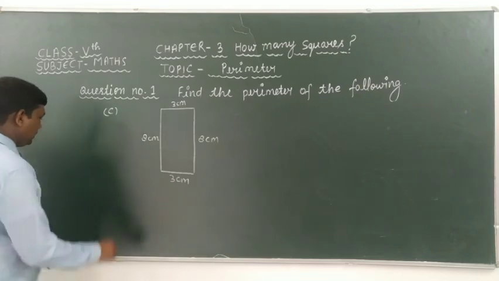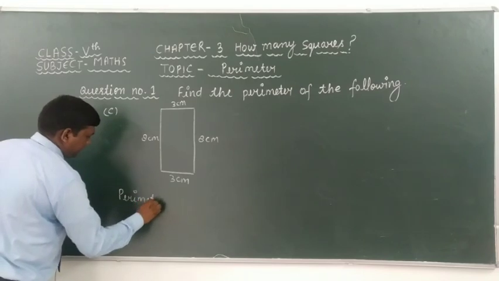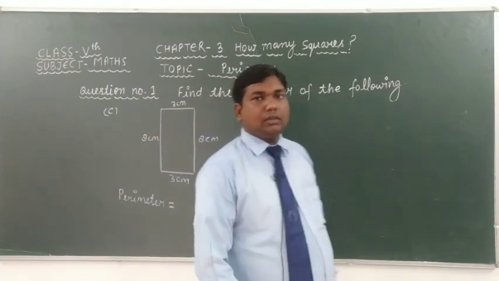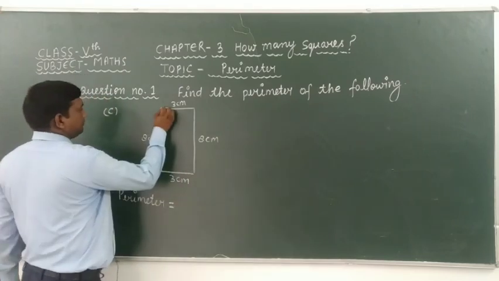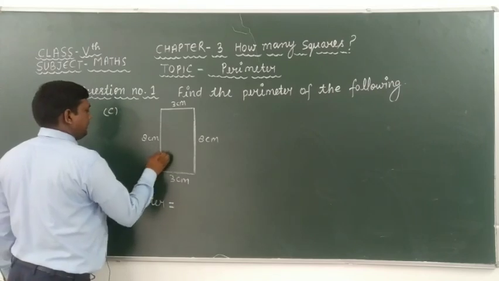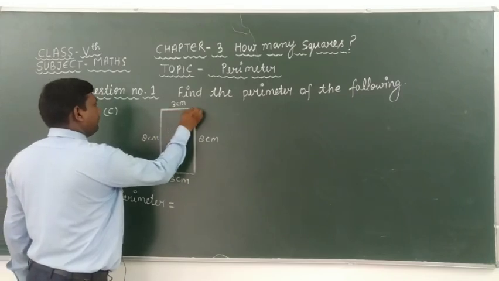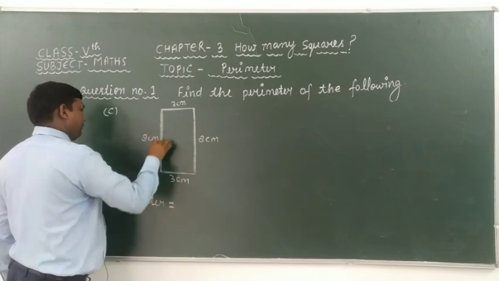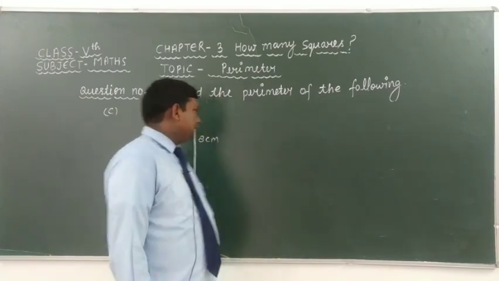Okay, dear students. Here we have to find the perimeter of this figure. We know that the sum of the lengths of all line segments of the given simple closed figure is called its perimeter.